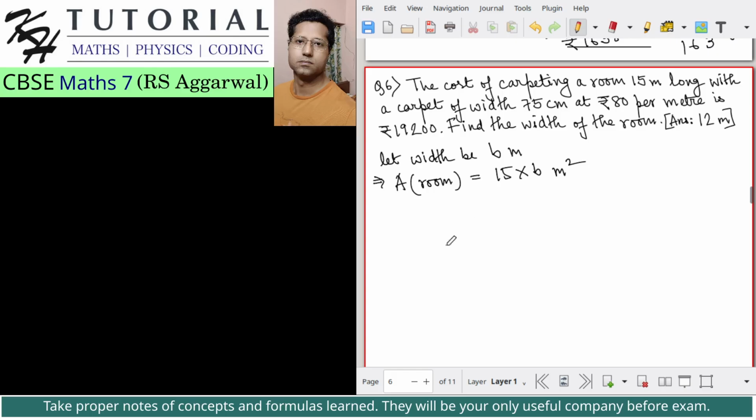The amount of carpet required to do the carpeting will depend on the length of the carpet. So, from the rate of carpeting, that is rupees 80 per meter, and from the fact that the total cost of carpeting the room is rupees 19200, we can easily find the length of the carpet required to cover the entire floor of the room, which is nothing but rupees 19200 divided by 80. But let me do that using the unitary method.